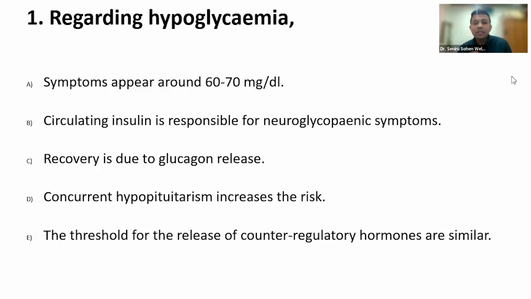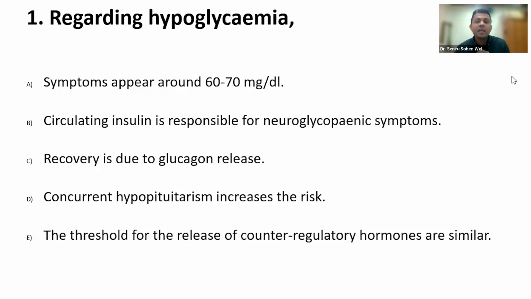So the first statement is that symptoms appear around 60 to 70 milligrams per deciliter. Anything below 70 we classify as hypoglycemia, but the autonomic symptoms are mainly due to the autonomic activation and the adrenaline secretion. So this happens when the sugar level falls below 55 milligrams per deciliter. So the answer to the first question is false.